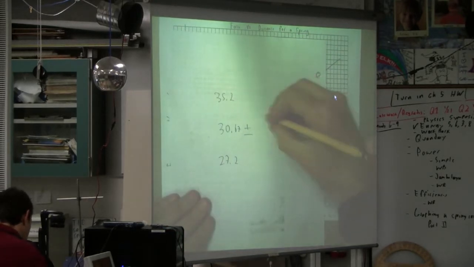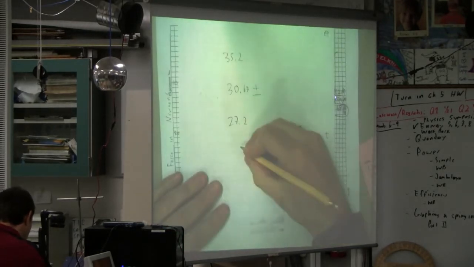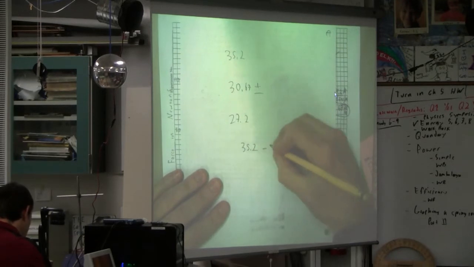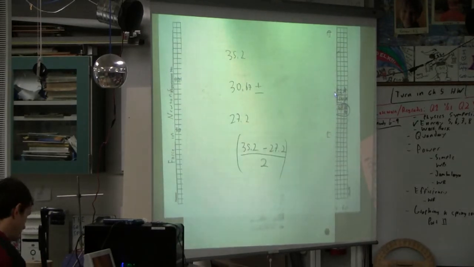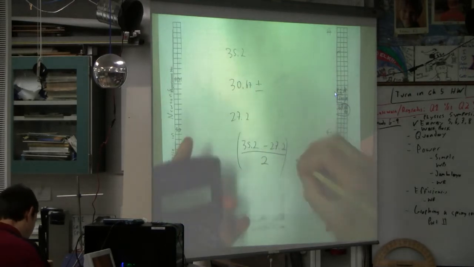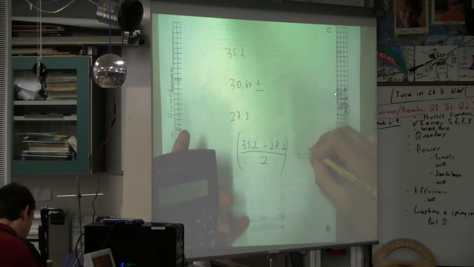So I'm going to go, it's plus or minus 35.2 minus 27.2 divided by 2. So that's what you do. That difference divided by 2 is exactly 4, right?